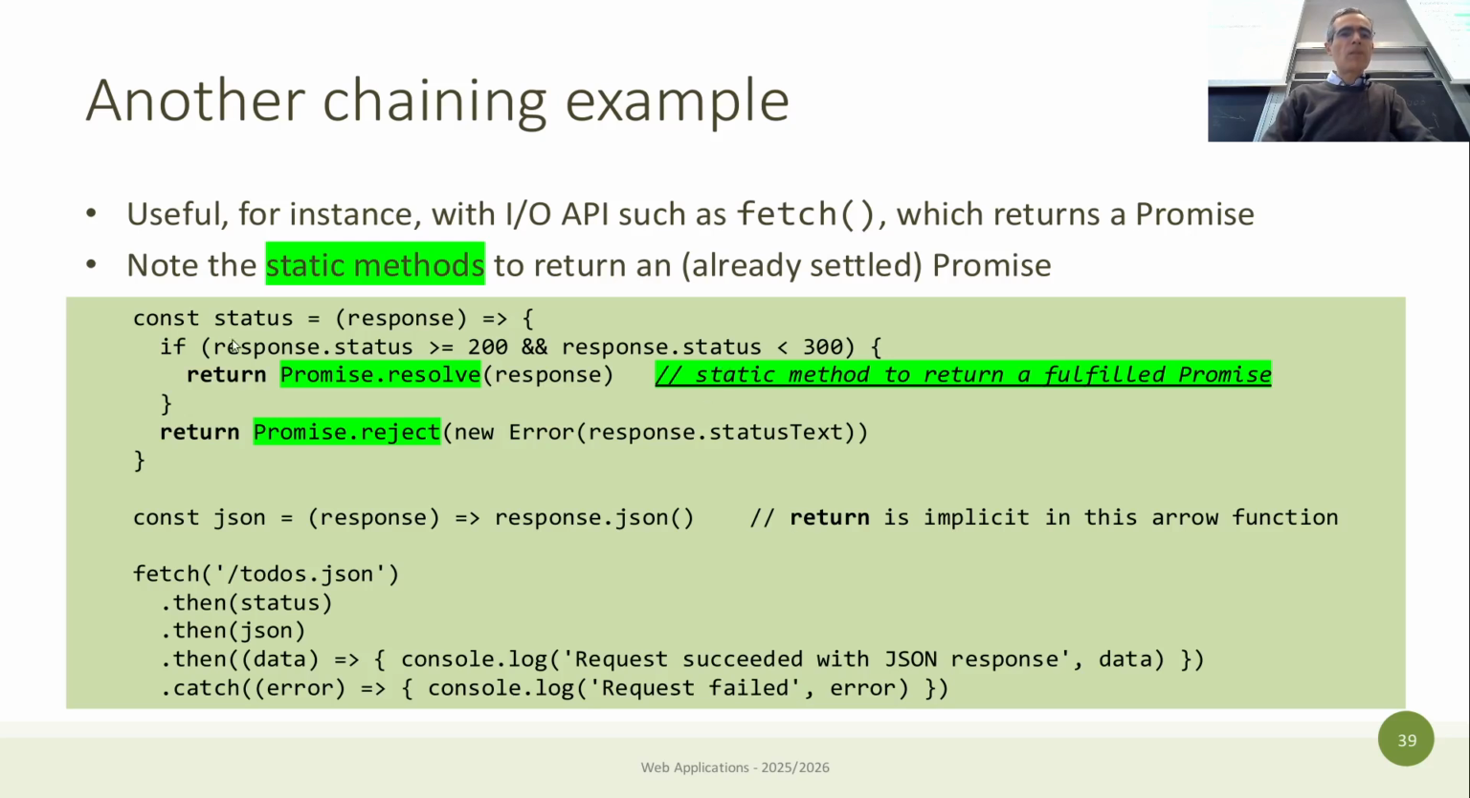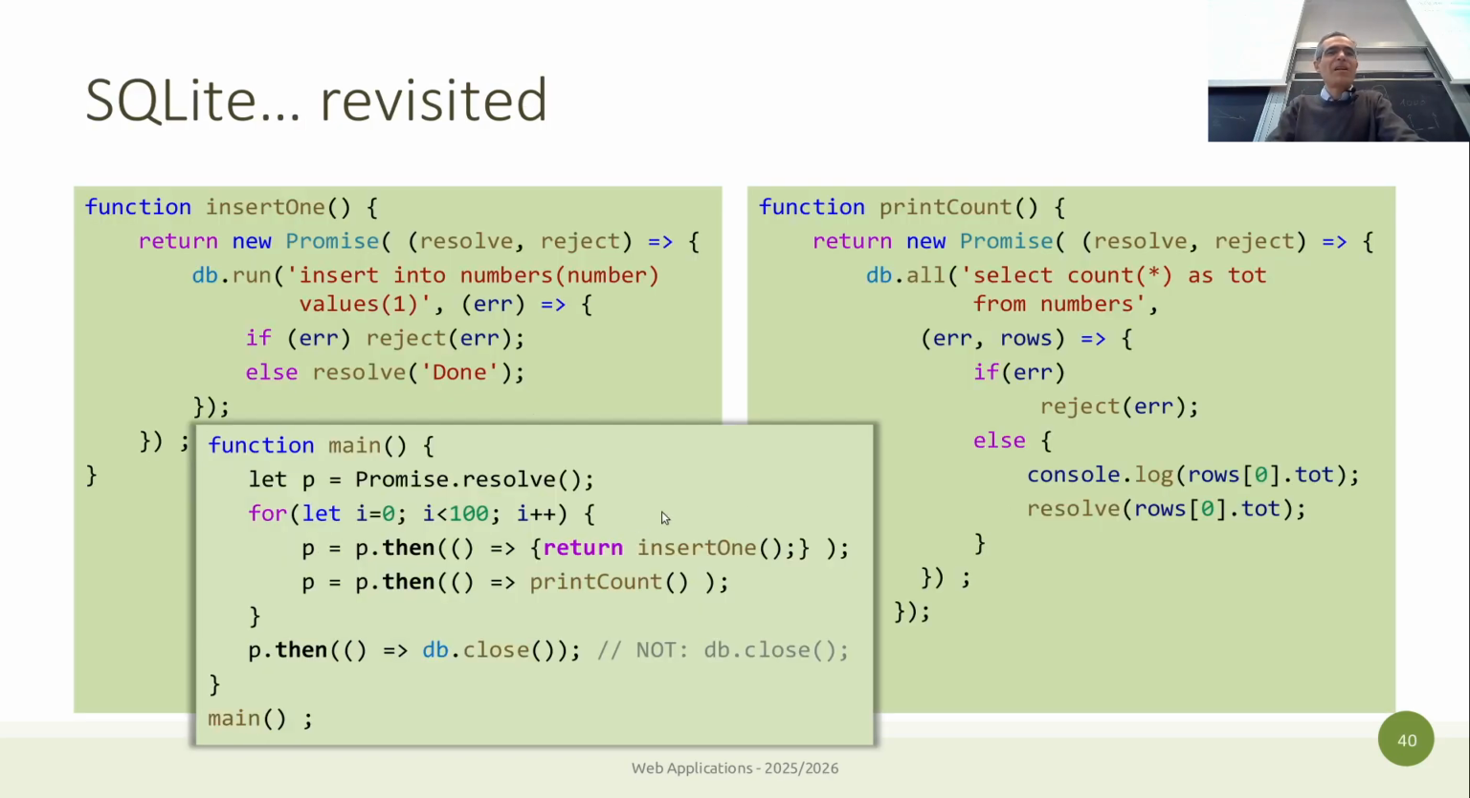Okay. So I tell you because sometimes you see this code, okay? And so you might wonder why I want to create a promise that is already fulfilled or rejected, simply because the rest of the code expects promises. Okay, very simple. Okay, good.